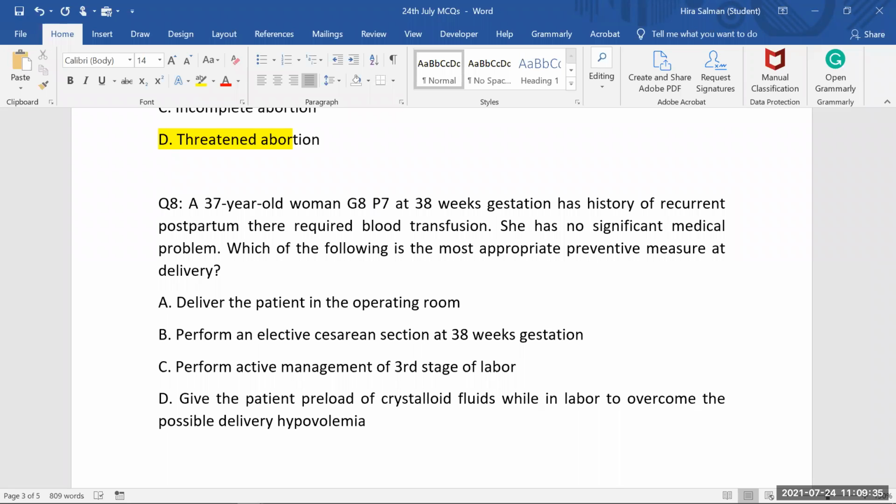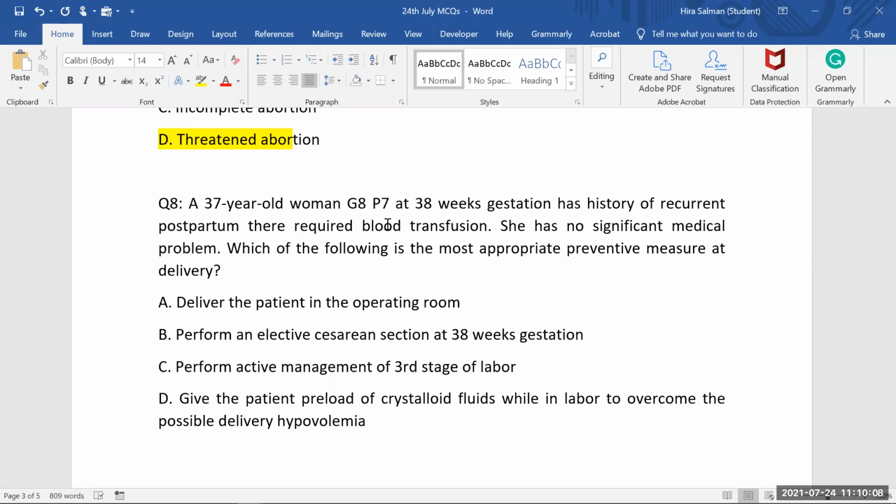So what you can do, she is gravida, of course, multigravida. They have more chances of having this PPH. So 38 weeks gestation, has history of recurrent postpartum hemorrhage. Already the postpartum hemorrhage history is there in the patient's history. She has no significant medical problem. So what are you going to do as the preventive measure at this time of delivery? She is now yet to deliver. What you can do to help the patient, as you already know, she's multigravida and she does have a history of PPH in previous pregnancy.